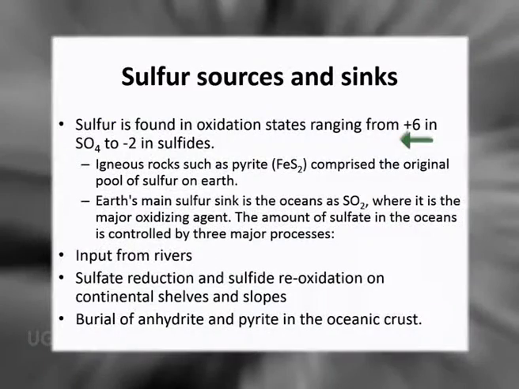So, let us talk about the different sources or sinks of sulfur. Now, sulfur is found in different oxidation states. It is from +6 to -2. So, it is a huge range.